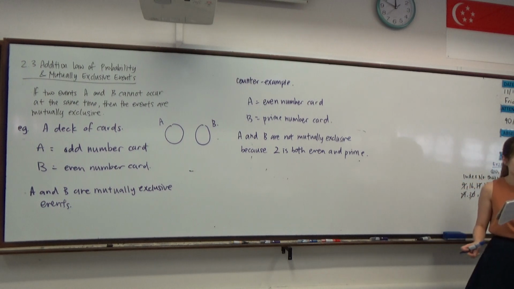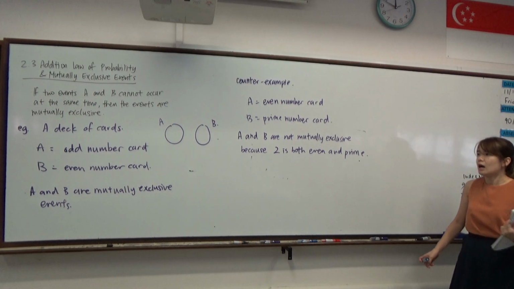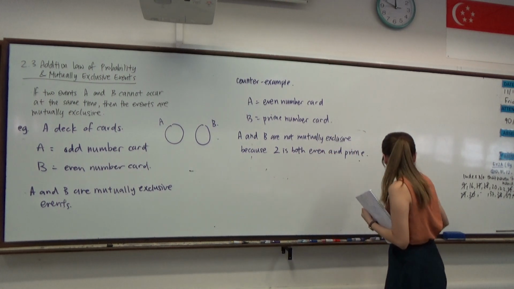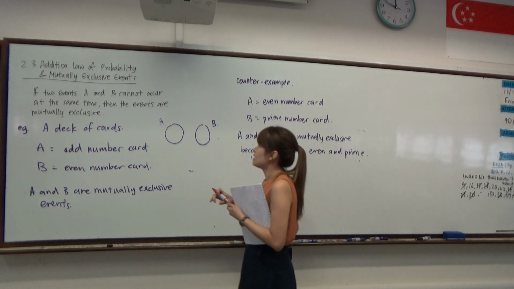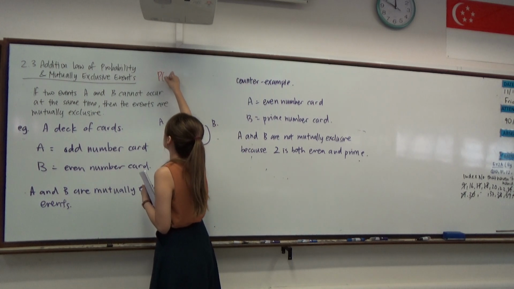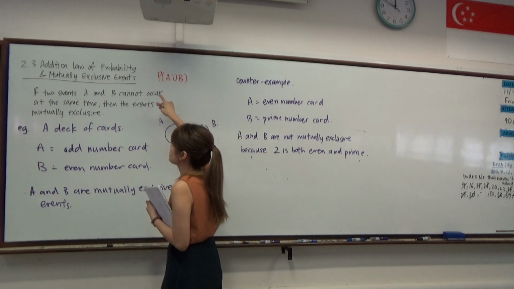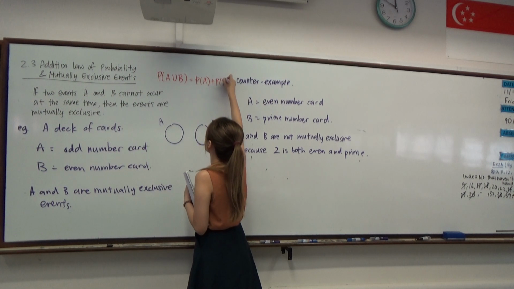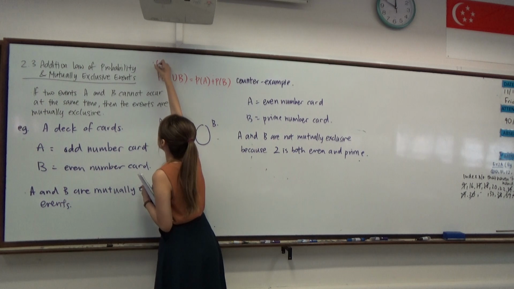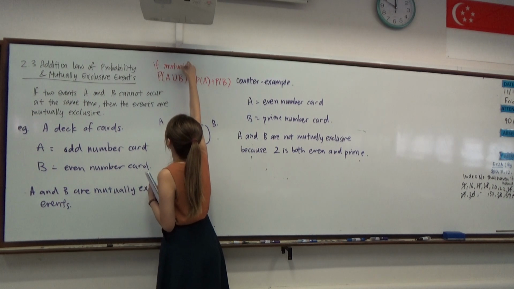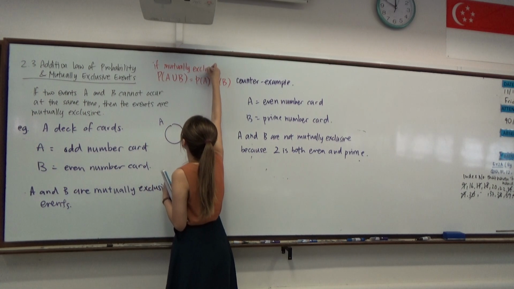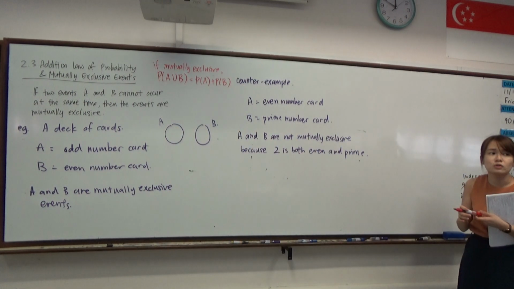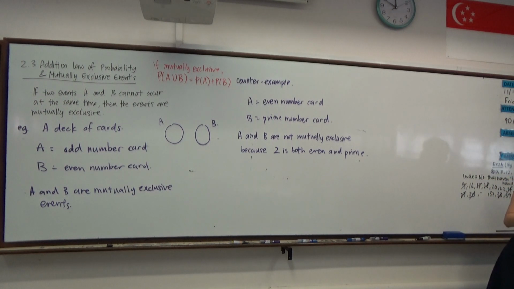Understanding mutually exclusive, if that is the case, then if you were to look at the probability of A union B, maybe I'll state the law first. If 2 events are mutually exclusive, then the probability of A union B is equal to the probability of A plus the probability of B.